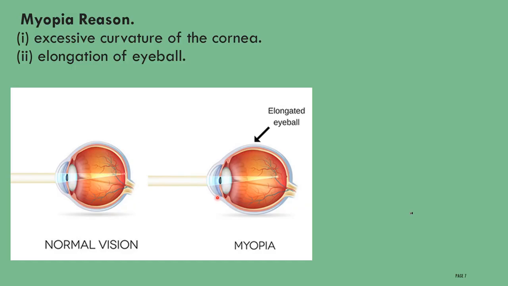Two important points you have to remember here. The curvature of the cornea will increase, excessive curvature of the cornea. The next one, elongation of the eyeball. Both will be more. In this case, myopia will happen.